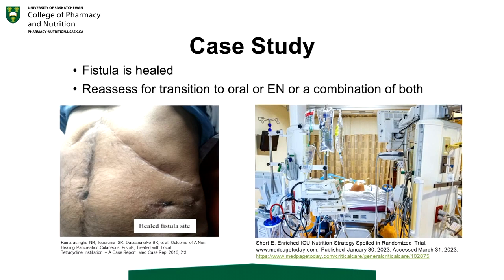Coming back to our case study, fortunately, the fistula has healed up nicely. Thus, we are able to assess the readiness for transition to an oral or EN diet. The plan will be to first decrease the PN such that the infusion rate is providing the patient with about 75% of the required calories.